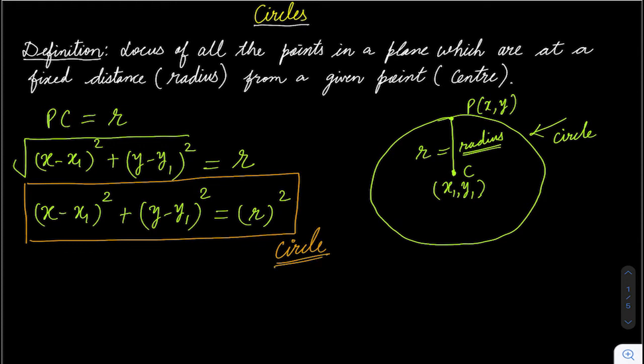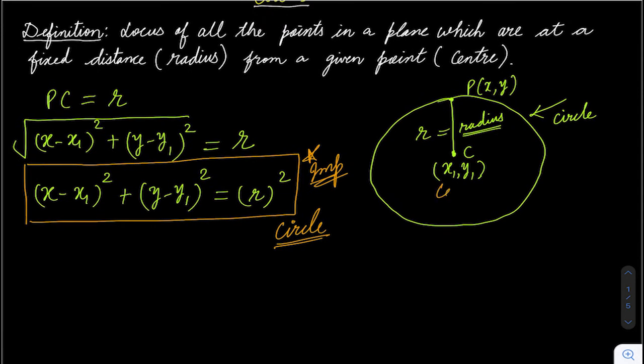Like we studied the equation of a straight line, y is equal to mx plus c, or y minus y1 is equal to m times x minus x1, similarly, this is the equation of a circle. This is very important, we have to remember this. This x1, y1 is nothing but the center, and this r, not r square, this r is the radius.